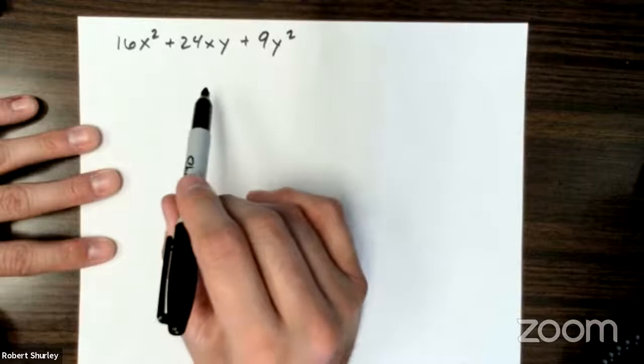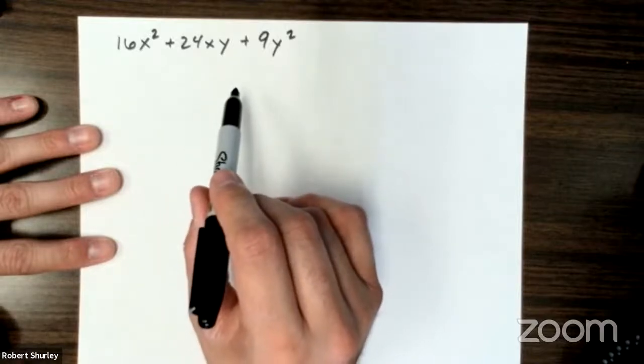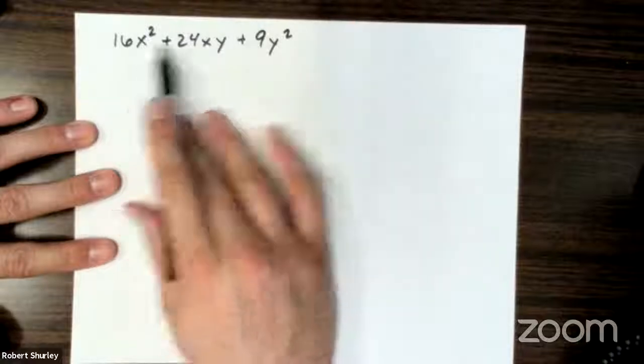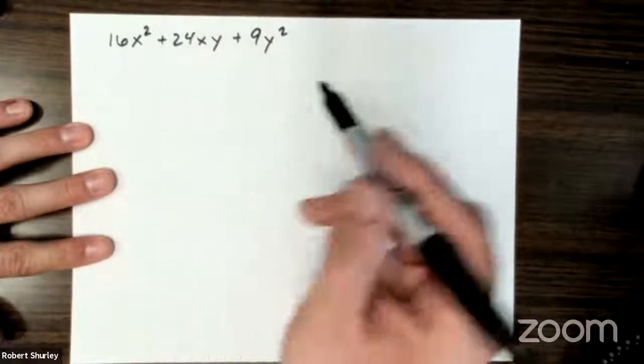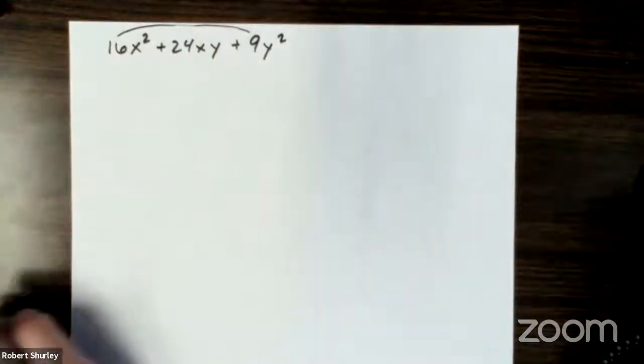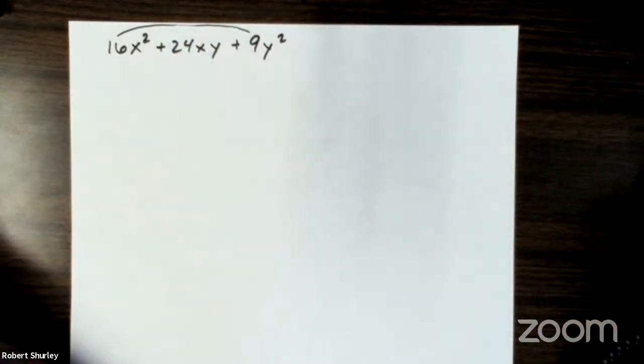I'm going to see if I can factor. Man, I can't factor anything out, can I? 16 and 9 don't have common factors. And then there's not an x or a y through all three parts. So I'm going to multiply the 16 and the 9 together. It's going to be a big number. Oh, man, I gotta use a calculator.